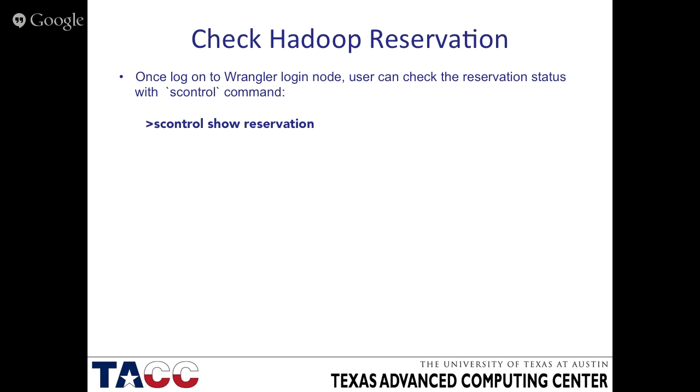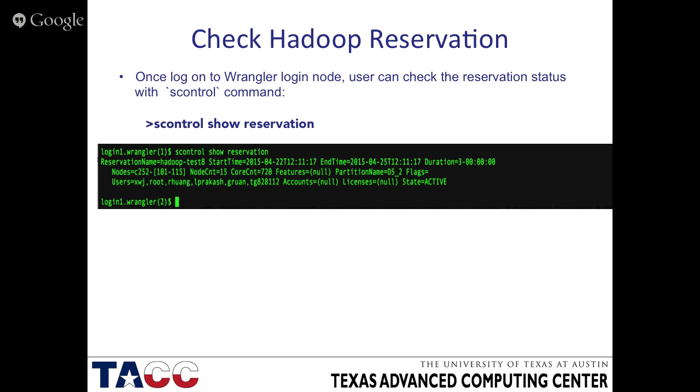Once you have the allocation on the Wranglers, you can log on to the Wranglers anytime. You don't have to have a reservation active to be able to log on to it. So once you log on to the login node of the Wrangler nodes, you can use scontrol show reservation to show the current reservation you have.